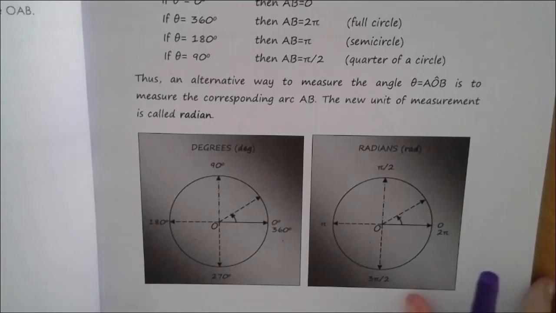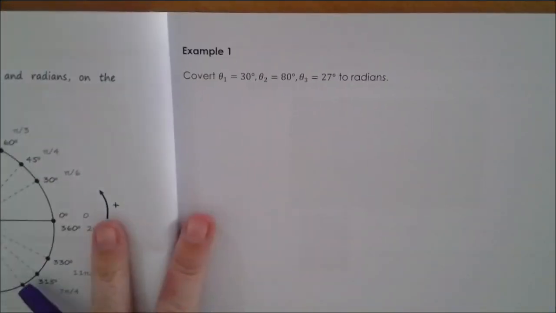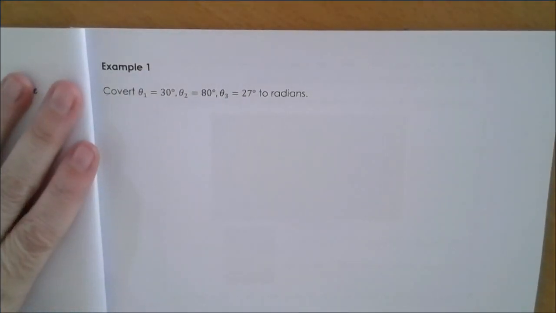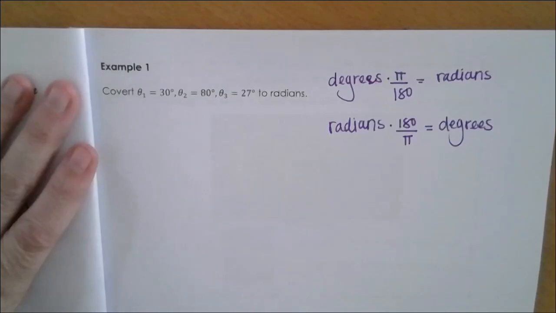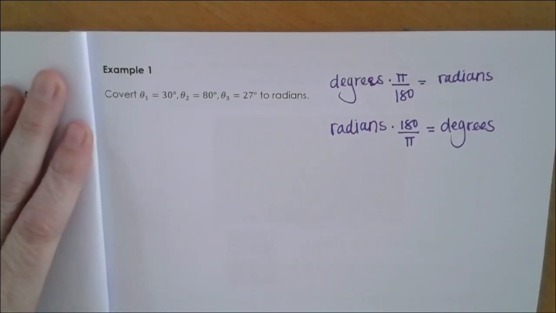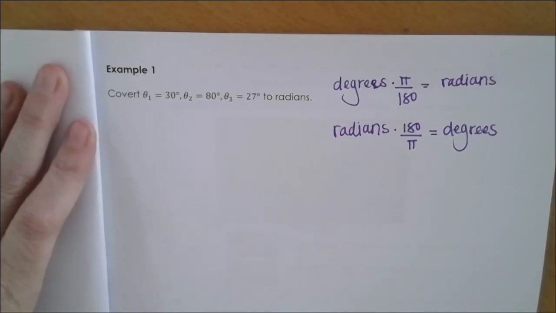Okay, so you can read through these explanations on these first couple of pages, but what I want you to do is look at example 1 and 2 with me, going from degrees to radians and then radians to degrees. Now there are 2 formulas that are not in the formula booklet that we need to make sure that we have in our memories to go from degrees to radians and radians to degrees.